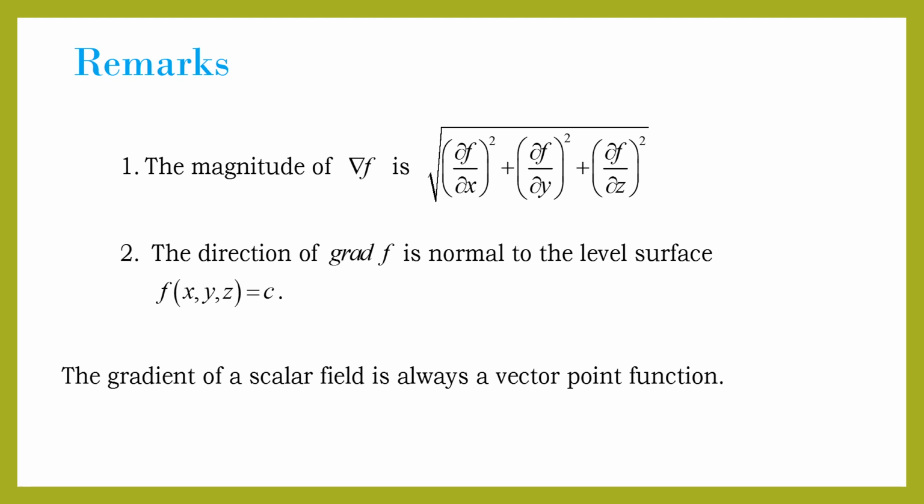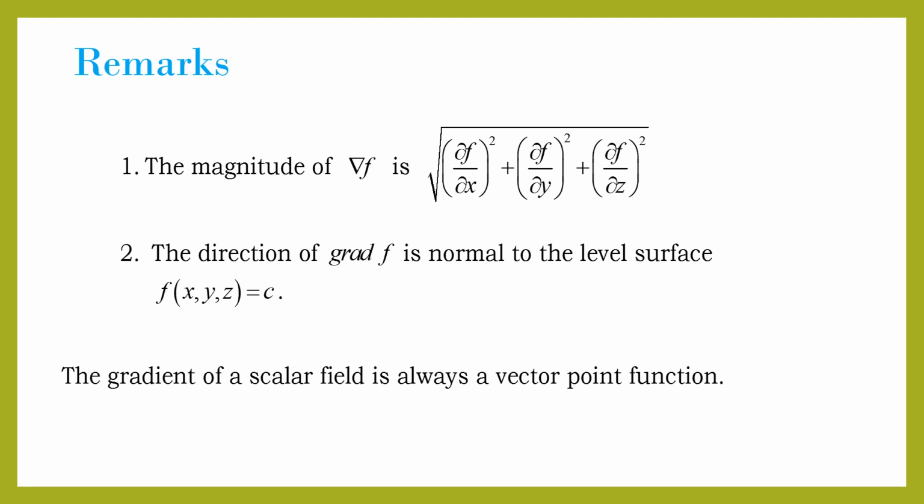Here the function is a scalar point function, but the gradient is a vector point function. We must remember one point. The gradient of a scalar point function is always a vector field. So, if I want to call del f a vector field, I have to assign a magnitude and a direction to del f. Then only I can call it a vector. So, what is its direction? What is the magnitude of del f? Let us see.